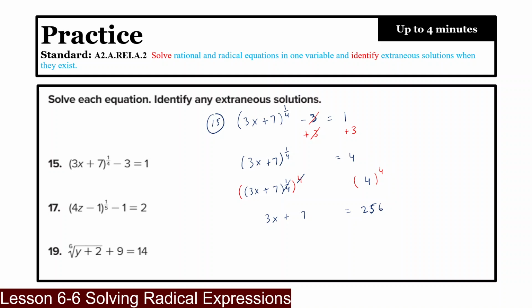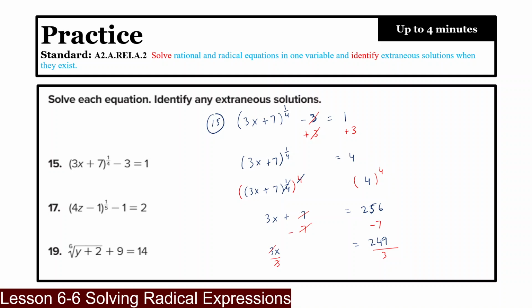And I'm not done yet because I haven't solved for the x. So I need to get rid of the 7 first. I'm going to subtract 7 from both sides. And that gives me 3x equals 256 minus 7, which gives me 249. To get x by itself, I need to make one last step, which is divide both sides by 3.